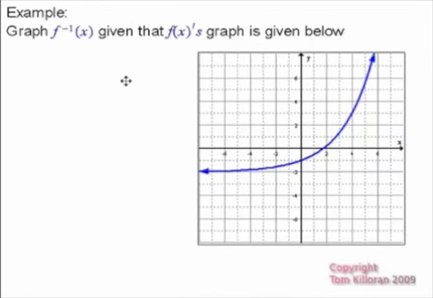Here's an example of graphing an inverse function given the original function. There's a few techniques that books like to use. One of them is putting in the line y equals x, which is this line that goes 45 degrees right through the origin, and reflect the graph over it. A lot of people don't have good visual abilities to see what the result would be.